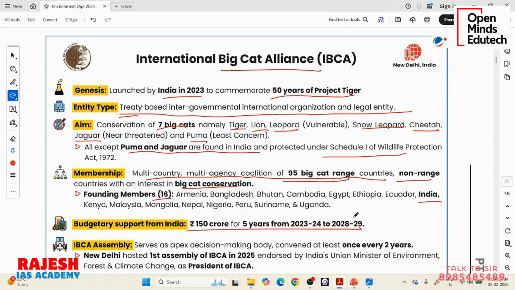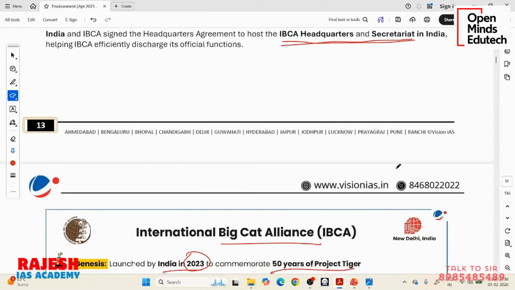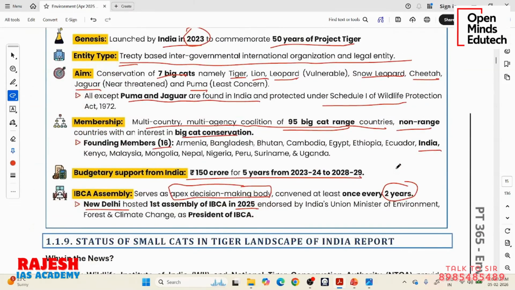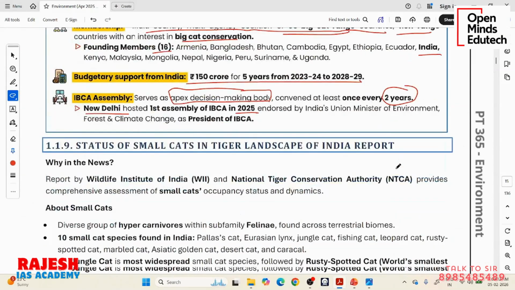And we are giving some budgetary support. This International Big Cat Alliance started in 2023 and every 2 years they will meet. So in 2025 we needed to meet. In 2025 in New Delhi, India, we hosted the Assembly of the International Big Cat Alliance, and in this meeting they decided to put the permanent headquarters and secretariat in India. Till now there were no permanent ones. Now the permanent headquarters and secretariat was agreed to be hosted in India. So that is the news.